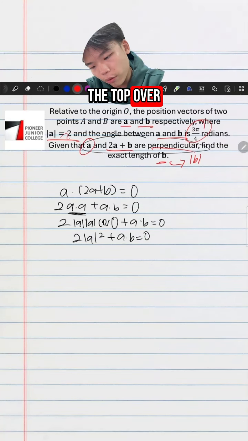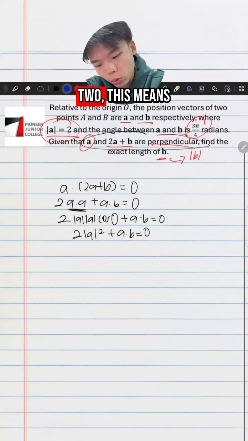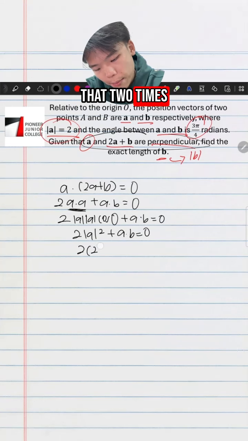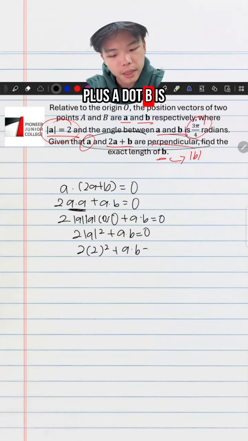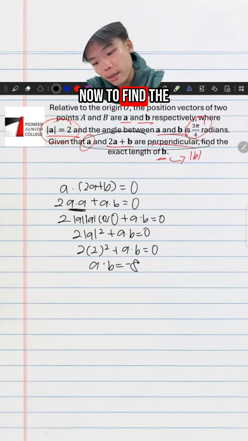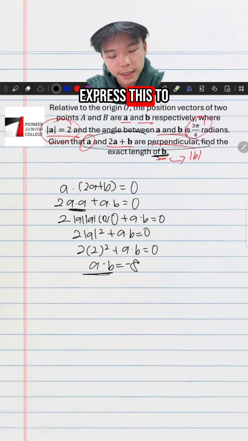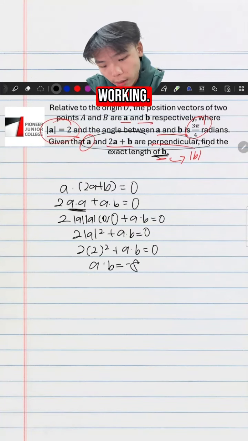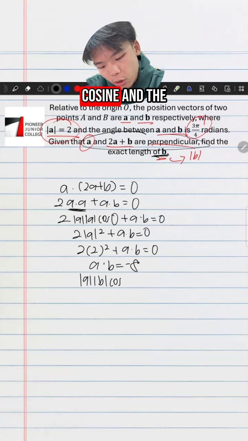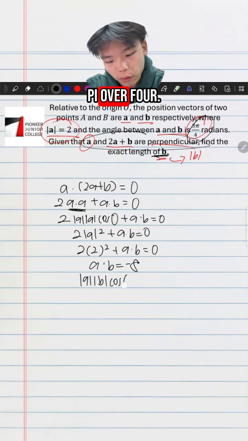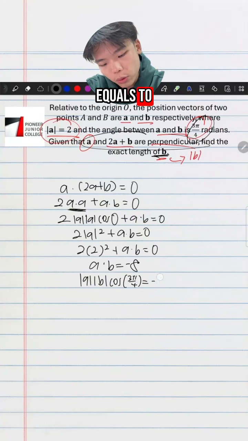So we know that this is just 2 mod A squared plus A dot B equals 0. And since from the top we know that modulus A is 2, this means that 2 times 2 squared plus A dot B is 0, and A dot B is negative 8. Now, to find the exact length of B, we need to express this to have a modulus B inside the working. So modulus A, modulus B, cosine of the angle between them, which is 3 pi over 4, equals negative 8.